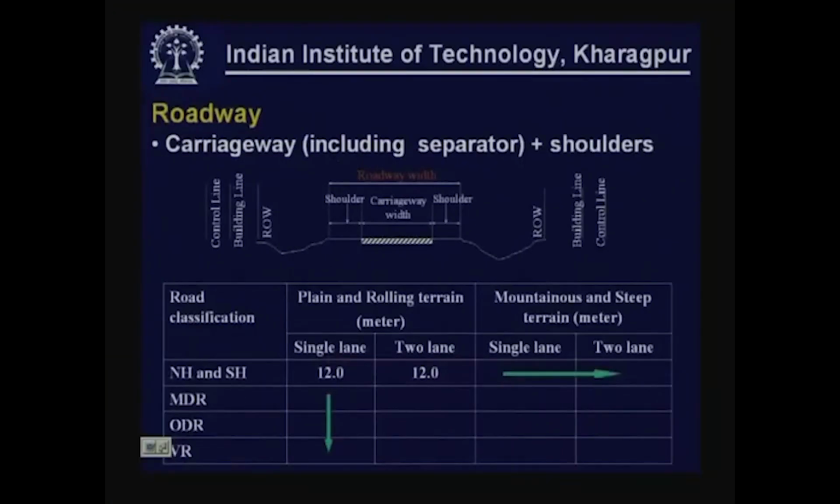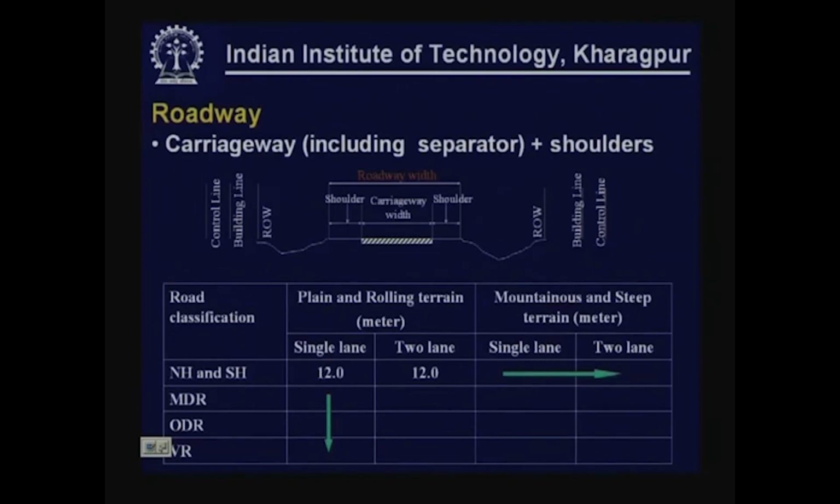So, the shoulder width is one half the difference between the roadway width and the carriageway width. The carriageway, including the separator or median in case it is a divided road, plus shoulders on both sides, together that width is known as roadway width, which is shown in the sketch.